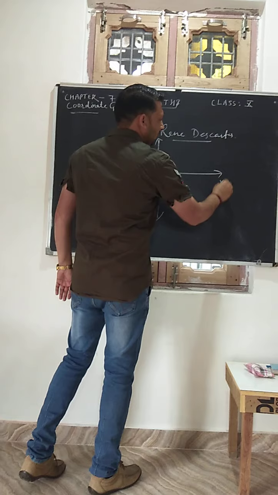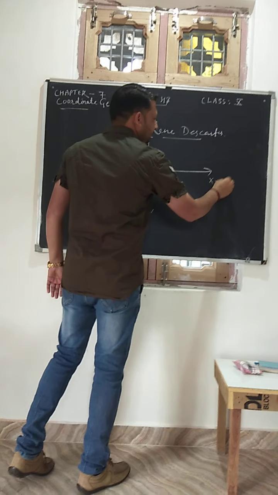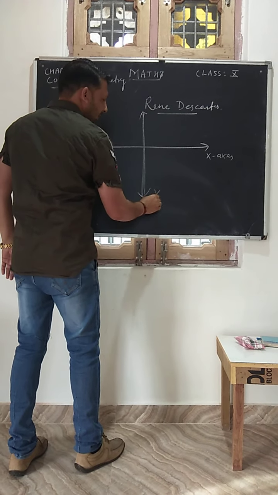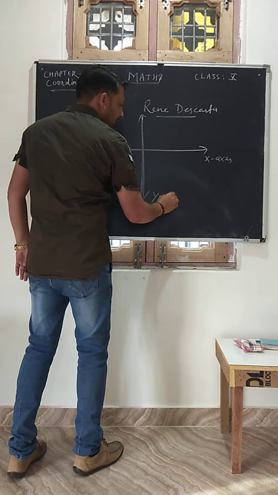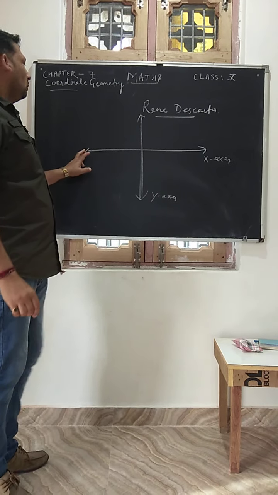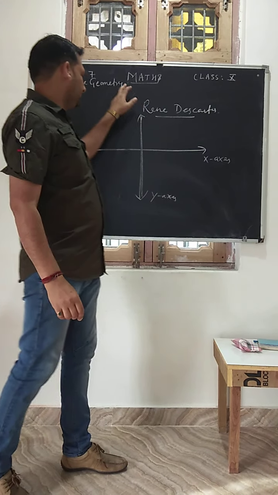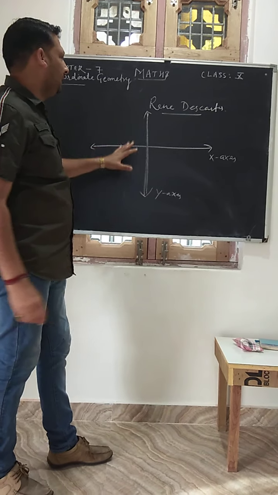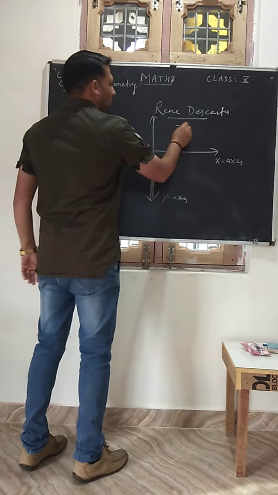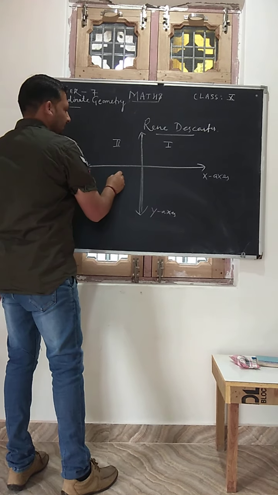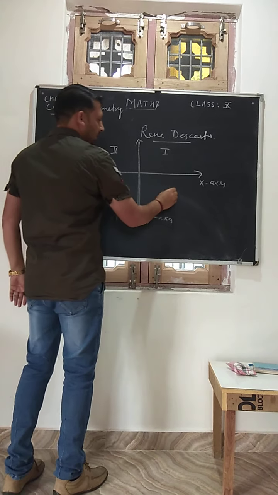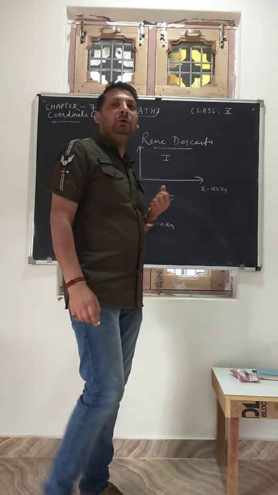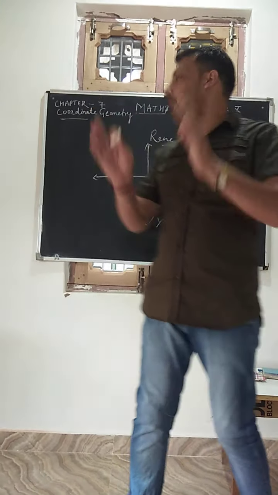The horizontal line is called the x-axis and the vertical line is called the y-axis. Now this plane is divided by two lines into four quadrants. These are called the first quadrant, second quadrant, third quadrant and fourth quadrant. Now why are we using quadrants? We are using quadrants to locate the position of an object.